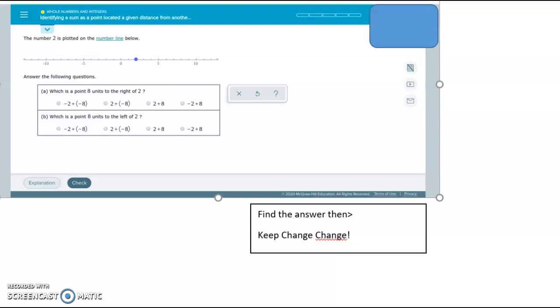Hi class, I'm back with another video, and today we're going to be talking about identifying a sum as a point located at a given distance from another point. So in here, we're basically given a number line. What's a number line? It's basically right here. It's just a line that has positive numbers on the right side and negative numbers on the left side.